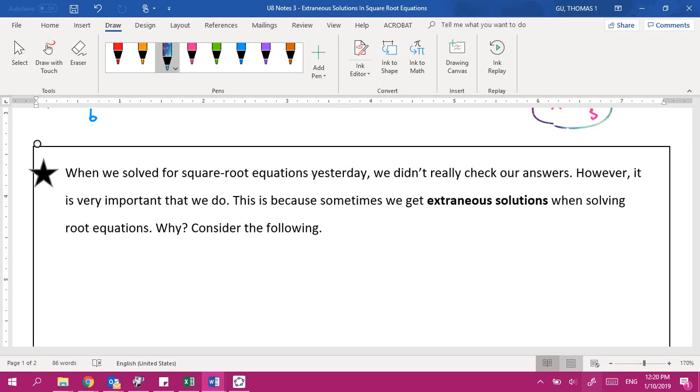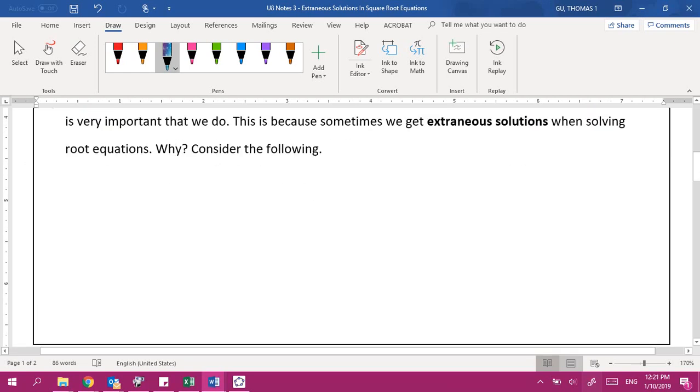Do you remember what extraneous solutions are? What does that word mean? Anybody? No one knows what an extraneous solution is? An extraneous solution is when you solve and you get a solution, then you plug that solution back in and it actually doesn't work. So it's an extra solution. It's not actually a solution. All right, so we can get those extraneous solutions when we're solving root equations. And why is that? Well, watch this.